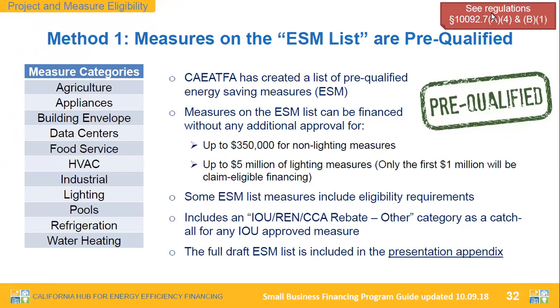And as I mentioned, there is an IOU, REN, CCA rebate other category. It's a catch-all so that we're allowed to approve measures that have already been approved by utilities and given a rebate, even if it's not listed specifically on the list. And the full draft of this list is available in the appendix of this slide deck. Oh, and the back of the regulations as well.